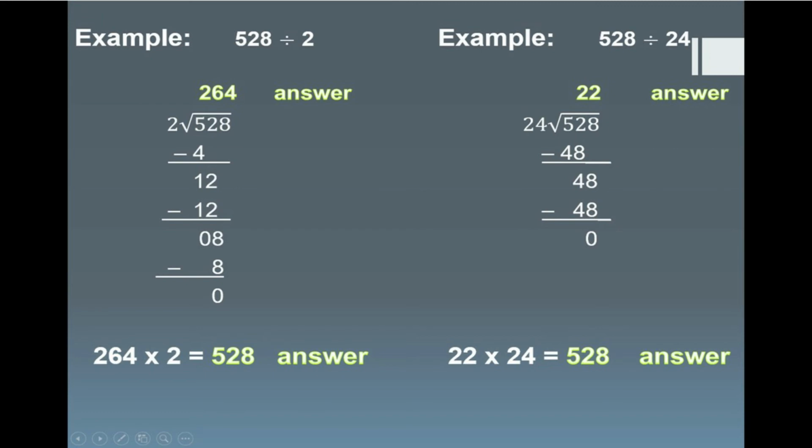Then we ask, how many 2's will make 12? That's easy, 6. So we put 6 as the next digit of our answer. 2 times 6 is equal to 12, and 12 minus 12 leaves no remainder. And finally, for our last digit, even though there was no remainder, we can bring a copy down and ask, how many 2's will make 8? And the answer is exactly 4. 4 times 2 is equal to 8, which again leaves no remainder.